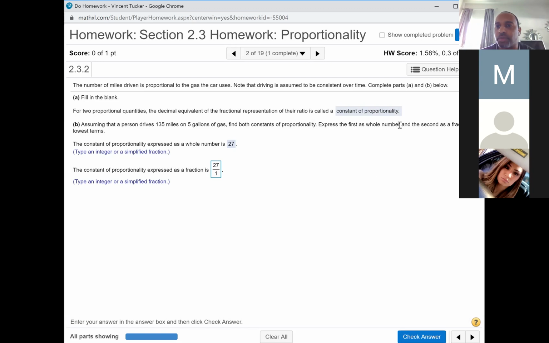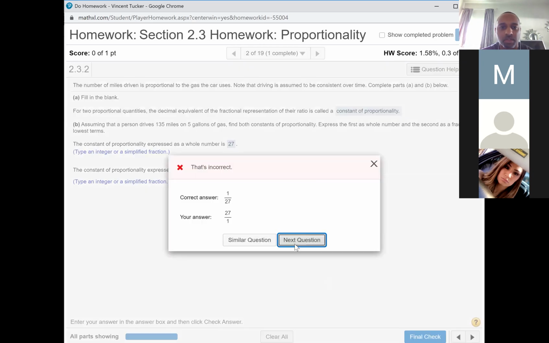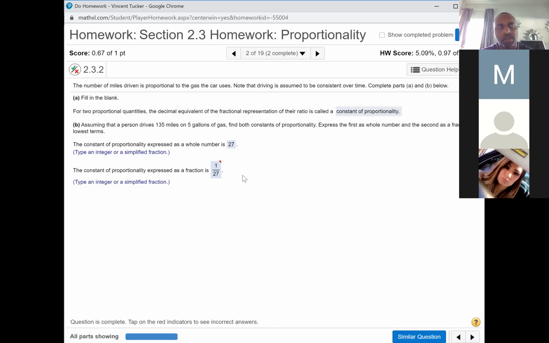Constant of proportionality expressed as a fraction. That is my 27. I'm just going to do this and see what they're asking of x over y. 1 over 27, your answer is 27 over 1. Constant of proportionality expressed as a fraction. So let me do this. But why did they ask for it as x? So this is what's going on here.